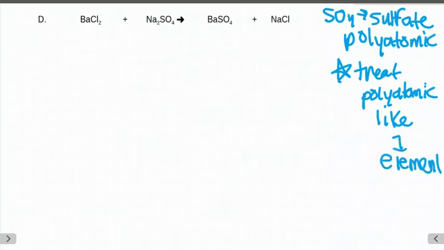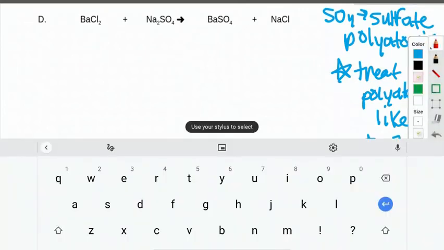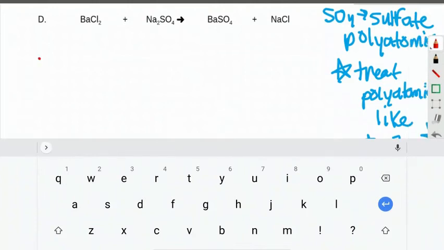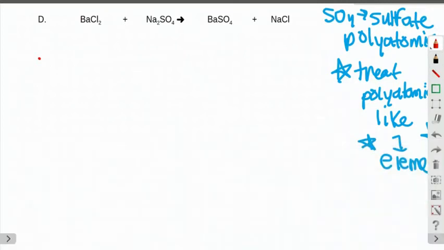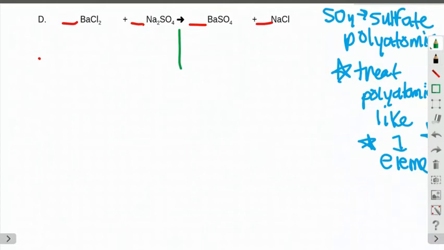So when we count up our elements, we are going to treat them like one element. Okay. So I'm going to put the line for coefficients in front like we just did and separate our products and reactants.